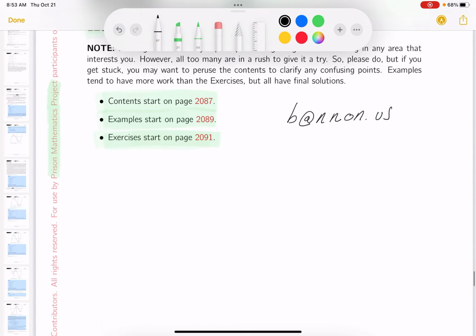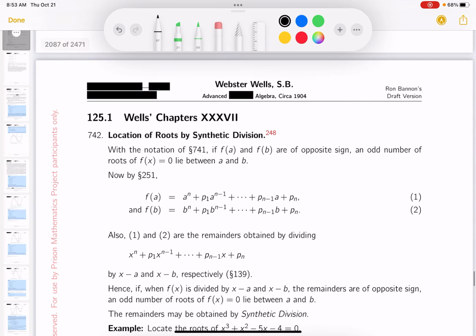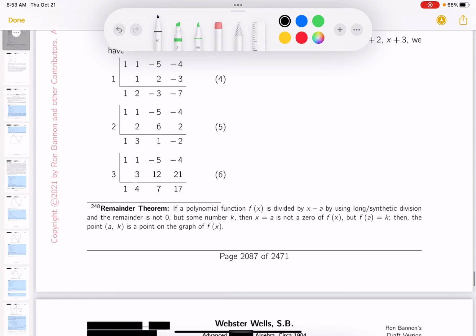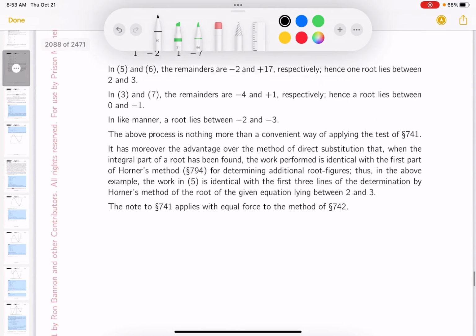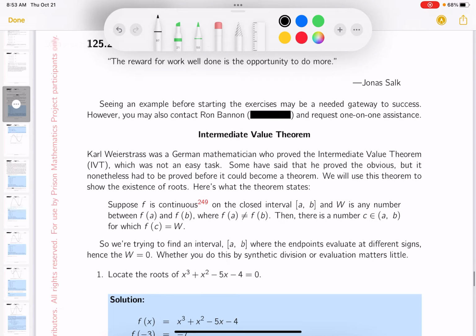Well, let's take a look at the contents. And again, we're not reading the contents to you, you're reading the contents. They talk about things like location of roots, and synthetic division. Interesting kind of concept over here. Then we get to the examples. And again, the way I treat something might look a little bit different than Wells, but really, algebra really hasn't changed much. But I do mention the intermediate value theorem.